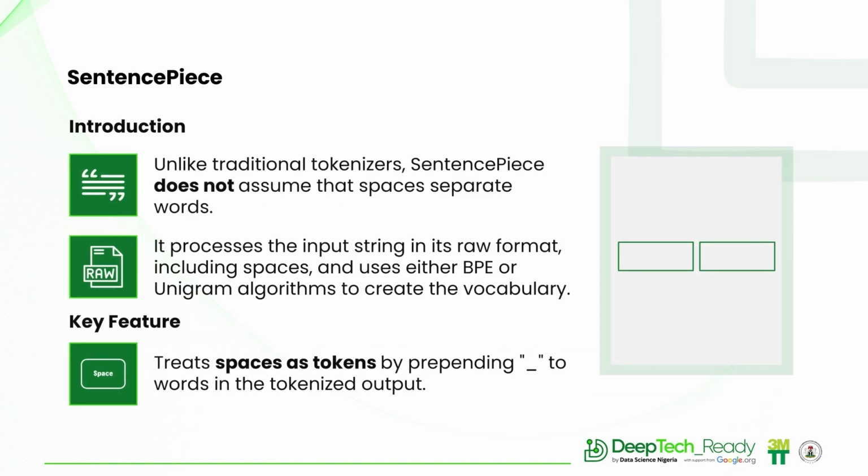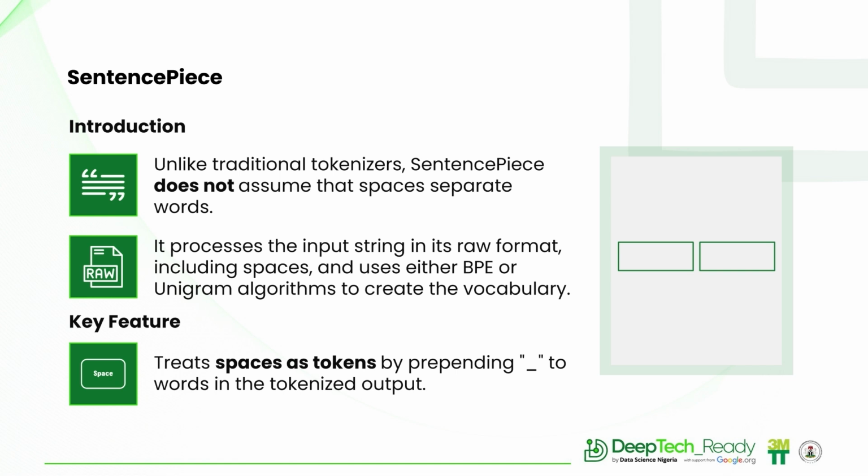Unlike the traditional tokenizers, SentencePiece does not assume that spaces separate words. What it does is process the input strings in their raw format, including the spaces. Basically, it uses either BPE or unigram algorithms to create the vocabulary. And the key feature of SentencePiece tokenization is that it treats spaces as tokens by prepending them with this underscore symbol. So it prepends the words with an underscore, just to treat them as separate tokens.